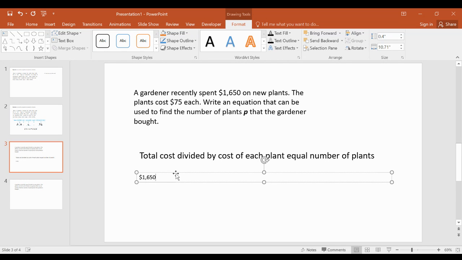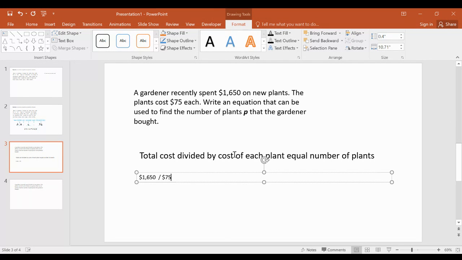So I'm going to take my total cost and I'm going to divide it. That means I'm going to be using a division sign. In this case, I'm going to use slash. That also represents divide. Divided by the cost of each plant. The cost of each plant is $75.